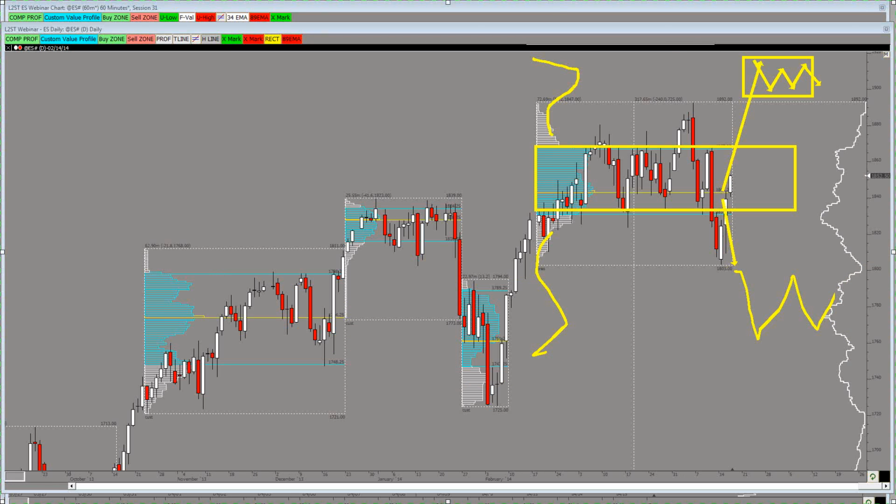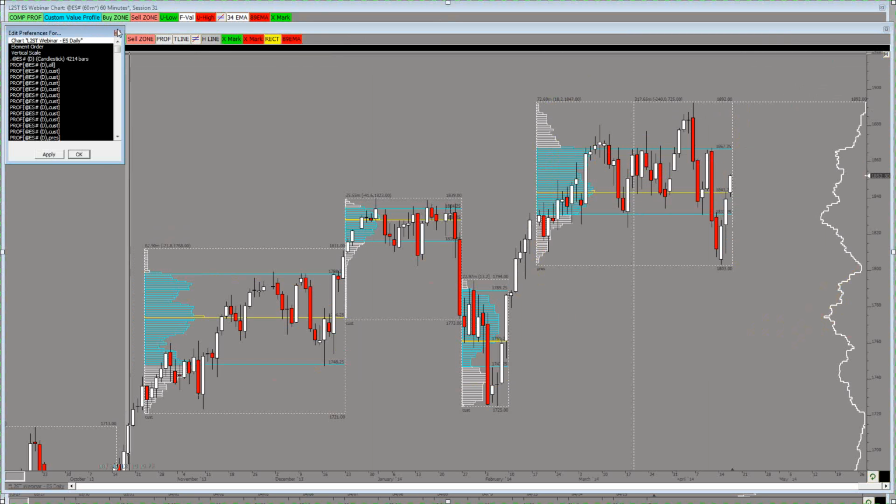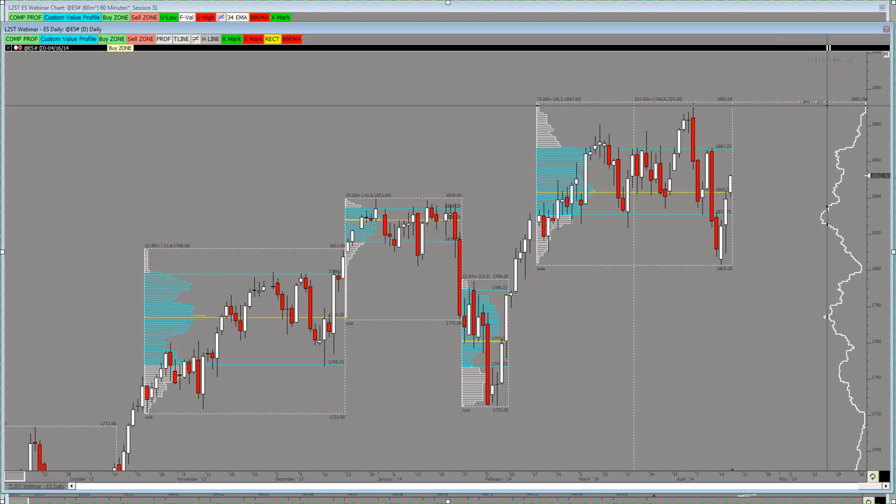All right, so what have we got? Composite profile on the right, custom profiles that I've been drawing with the value areas there. My composite profile, sorry, on the right hand side, this is the one that I use for my levels, to identify my rejection areas that I'm trying to trade around and do business off.